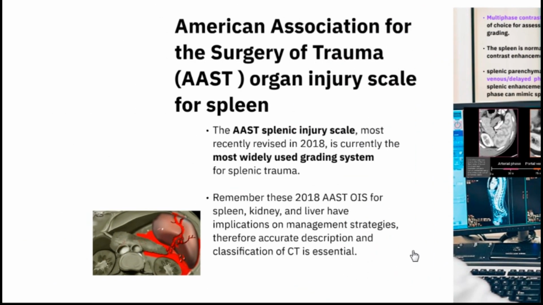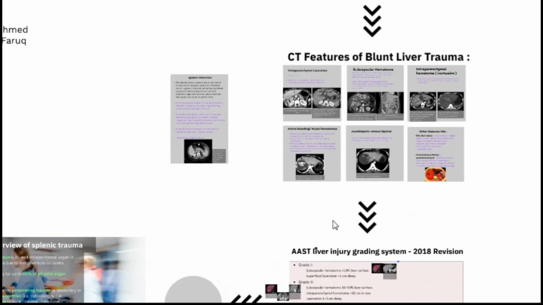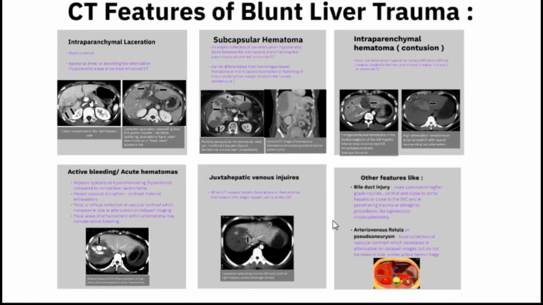Okay. So the AAST splenic injury scale, again, was most recently revised in 2018, and it's very crucial for the diagnostic radiologist to know how to assign the spleen injury to which grade, because this affects the management strategies, and of course, following up the case. So about CT features of the spleen trauma, it's the same.